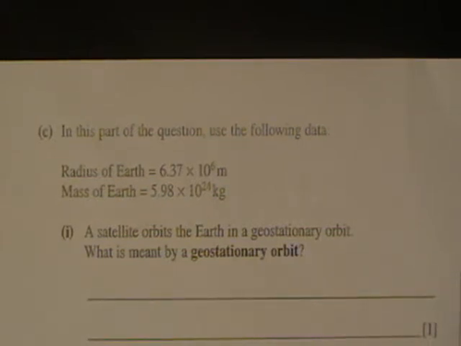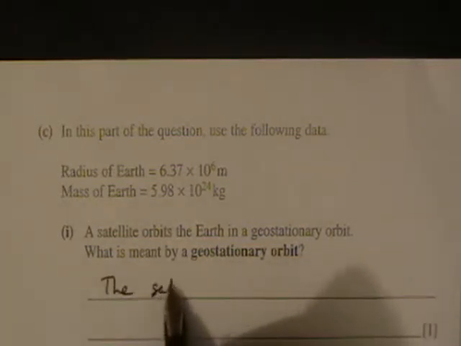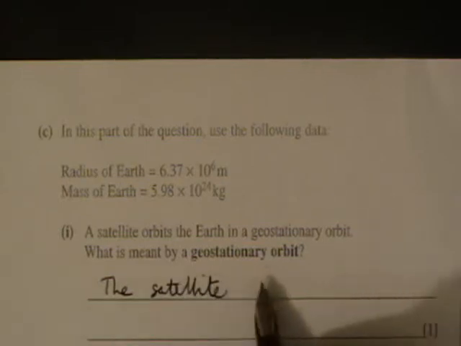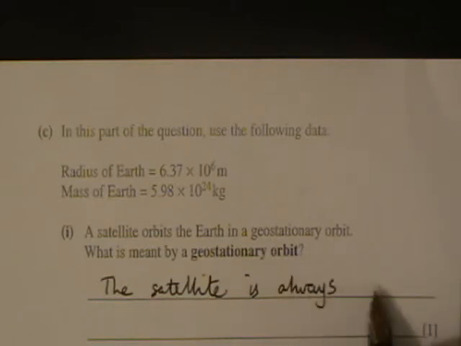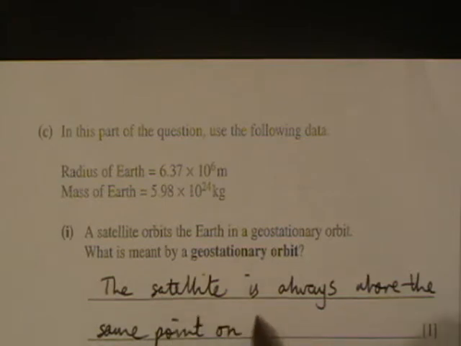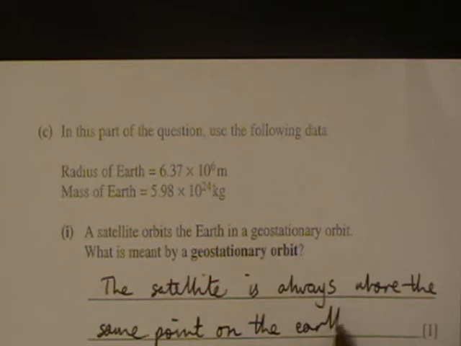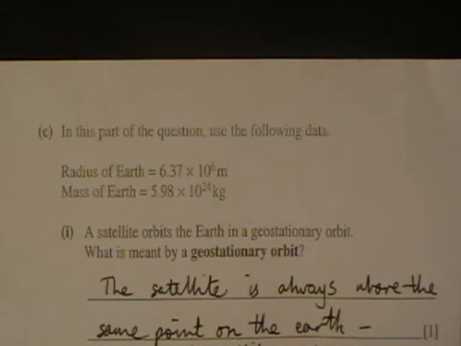Well, geostationary orbit means that the satellite always remains above the same point on the Earth, or stationary relative to the Earth. And that's because the period of the satellite equals 24 hours.